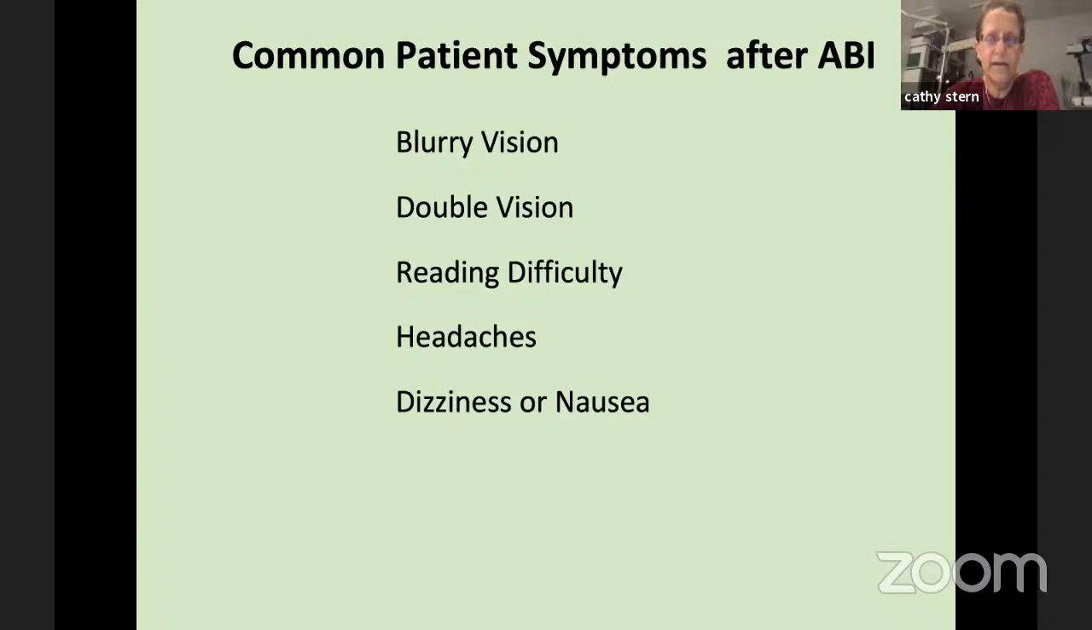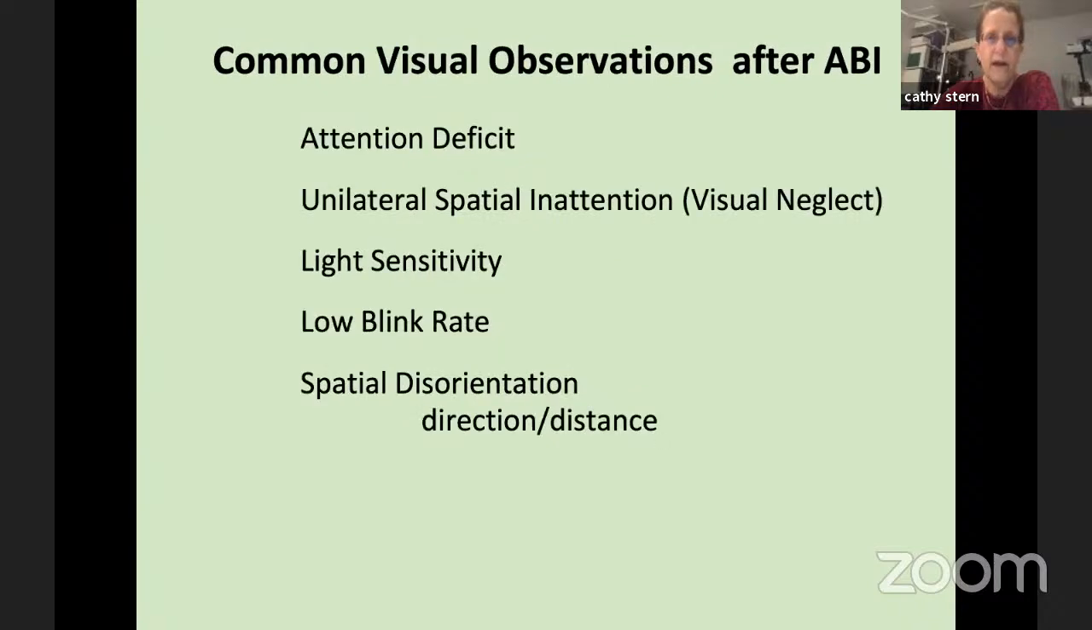Many complain about having difficulty reading, and sometimes they complain about dizziness or nausea. Those are not the only symptoms, but these are very common ones. The other thing is that we will observe, or they perhaps have been diagnosed with, sometimes attention deficit. Some of them will come in with what's now being called unilateral spatial inattention, what was called visual neglect. Sometimes it's now called spatial neglect. And many come in with light sensitivity and photosensitivity.